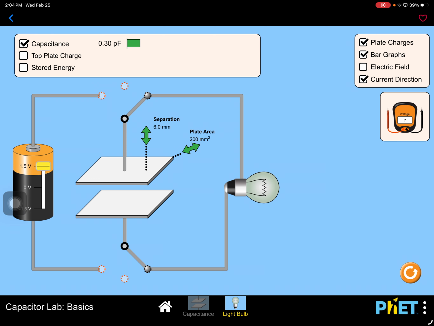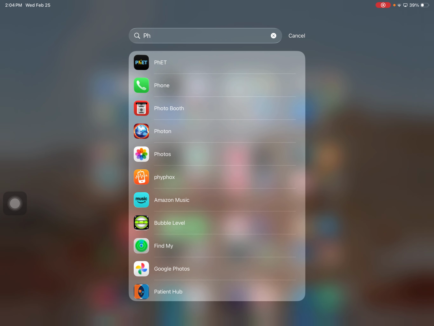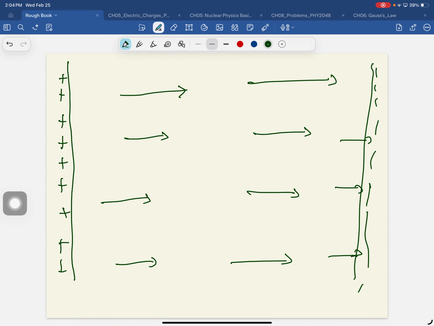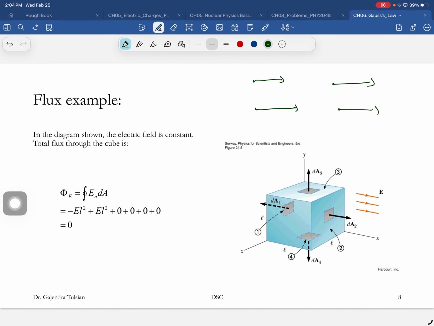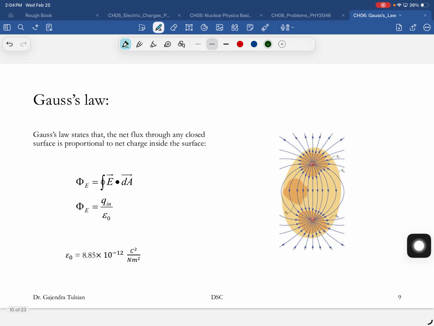How about this guy? There's no charge inside. The flux around this surface will be 0. There's an equal number of lines coming in and going out. Okay, so that's what Mr. Gauss tells us. What this does is, for a point charge, the electric field at this point is given by this expression, and this uses Gauss's law to prove that.